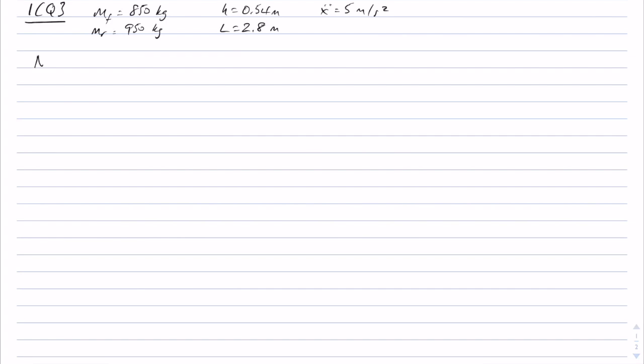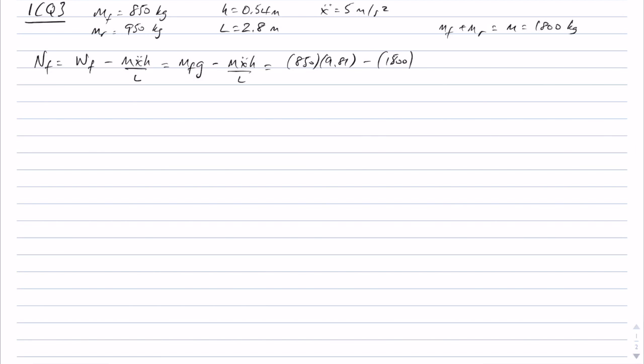And so NF, we've got the weight on the front minus m x double dot times the height over the wheelbase, and so that's going to be mfg minus m x double dot h over L, which is 850 times 9.81 minus 1800, because mf plus mr equals m, times 5 meters per second squared, times 0.54, the height, divided by the wheelbase, 2.8. That's 6603 newtons.